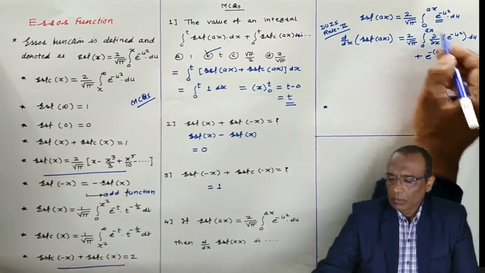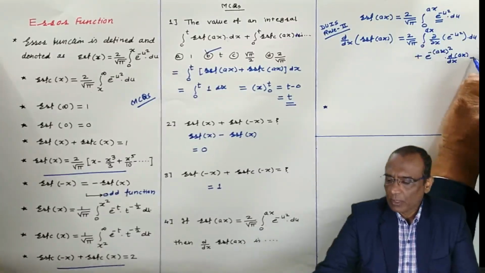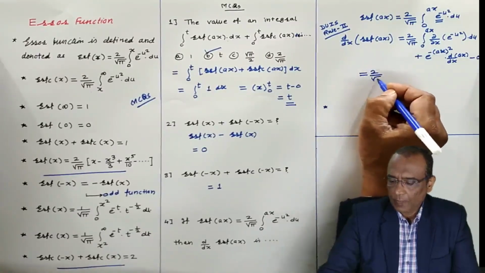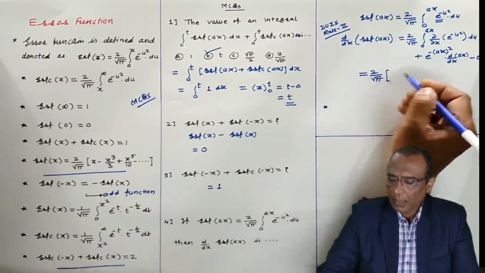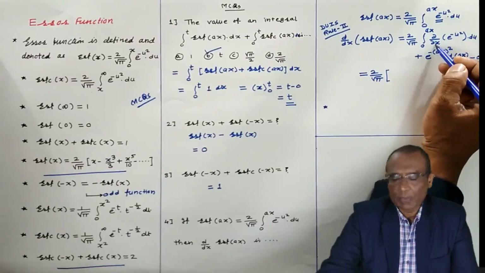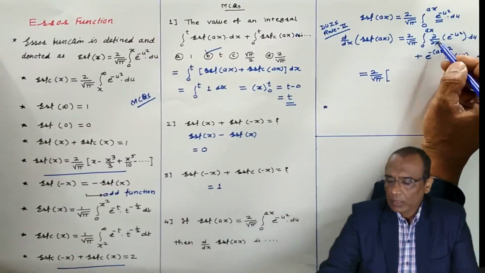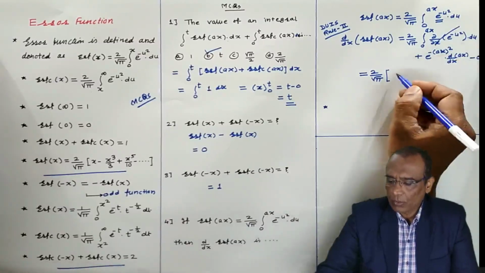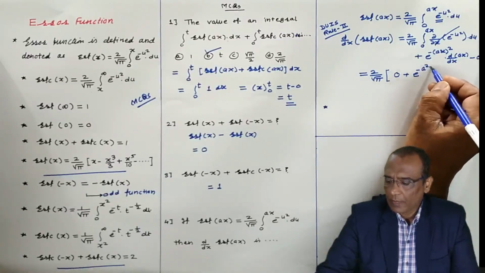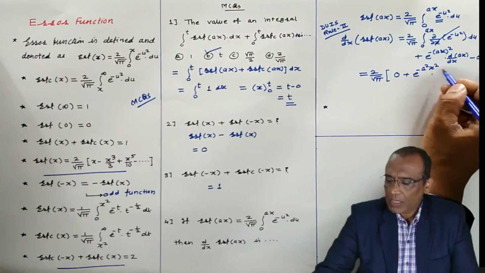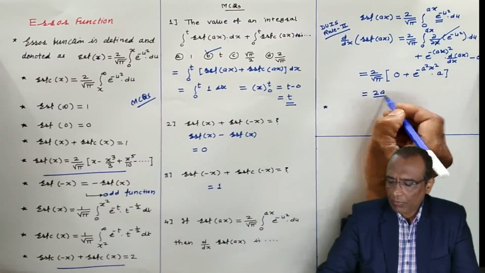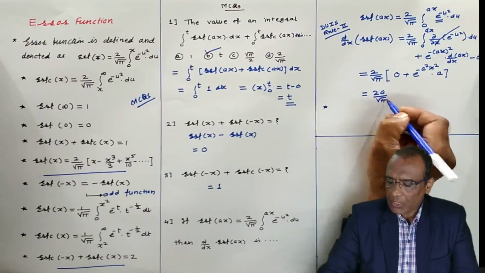Now, the lower limit is 0, therefore the third term is 0. Next step, 2 by root pi. Here, I am taking the partial derivative of e to the power minus u square. For the derivative, x is variable and u is constant. The derivative of e to the power minus u square is 0. And what is remaining? The second term is remaining. And the derivative of ax with respect to x is a. In this way, the derivative of error function of ax we have found.